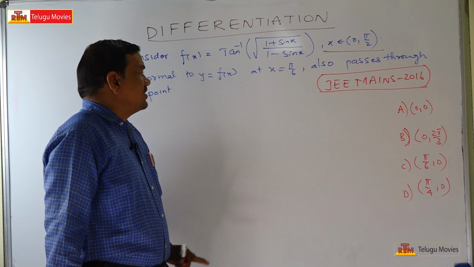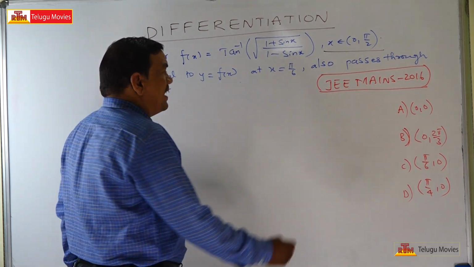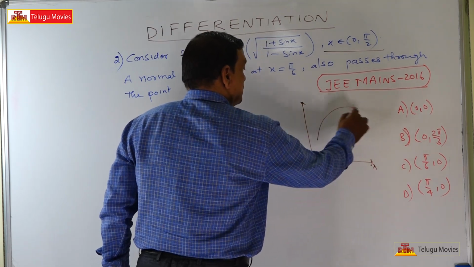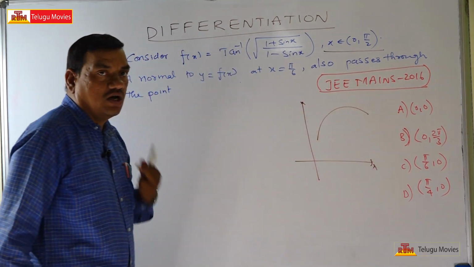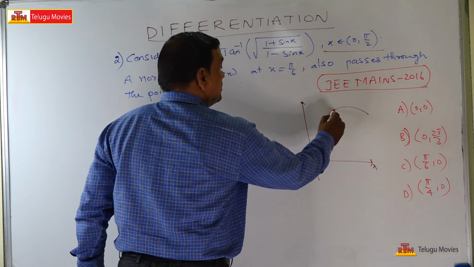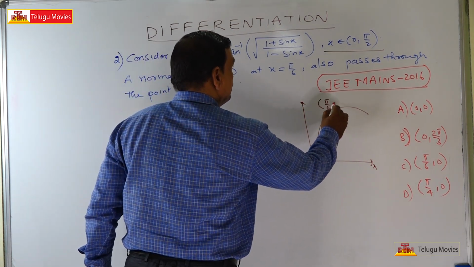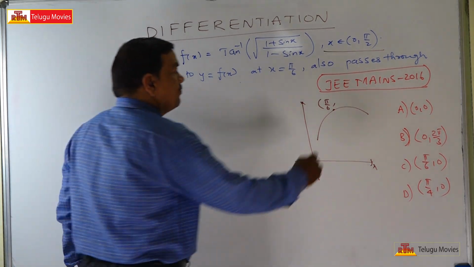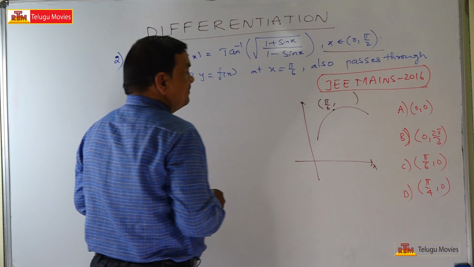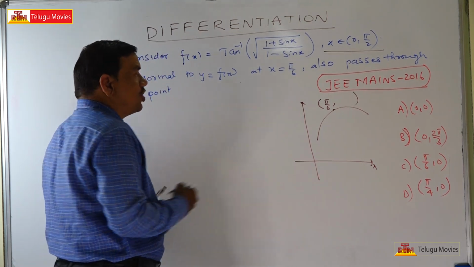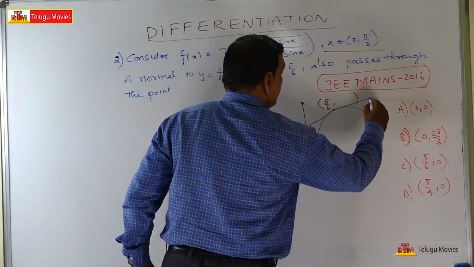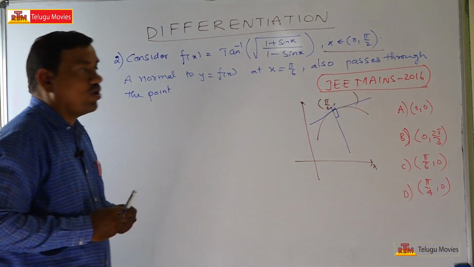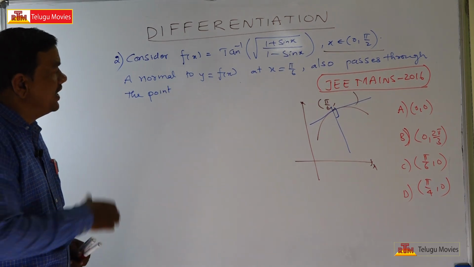Normal to this function f of x at x is equal to pi by 6. There is a curve, x-axis, y-axis. This is a curve. A normal at x is equal to pi by 6. Yes, pi by 6 is given. A normal x coordinate is given, so we have to find out the y coordinate. He has drawn one normal. This is a tangent and it is a normal. This normal also passes through the point. Which point does it pass through? Right. Let us see that.